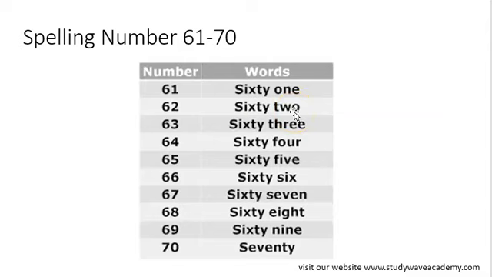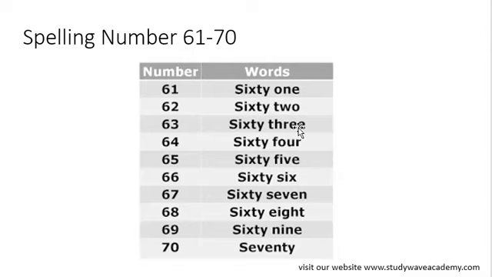And how do we spell the next number? The next number is 63. And how do we spell 63? We spell 60 and 3 together. Are you ready to spell with me? Okay, let's spell together. S-I-X-T-Y-T-H-R-E-E. 63. So 63 is spelled 60 and 3 together.